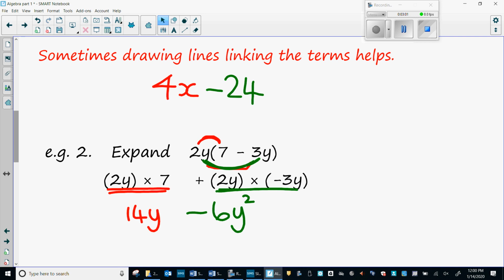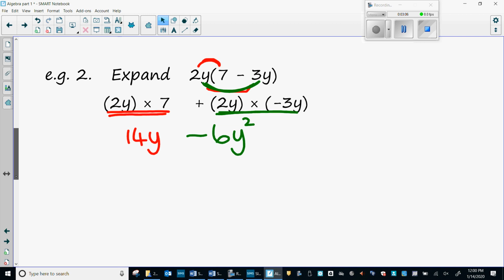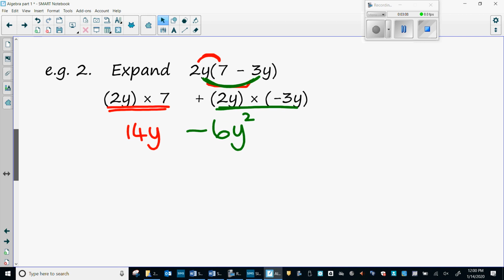No, it's divided. I messed up though. How did you get to that? I don't know what I was looking at actually. Okay, are we happy with that? Yes.